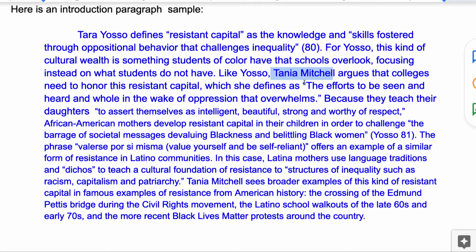Notice here that when we integrate the quote, the punctuation is inside the quotation mark. That is because we don't have a citation. Why don't we have a citation? Because it's a website that doesn't have page numbers, and we've used the name of the author in the sentence.